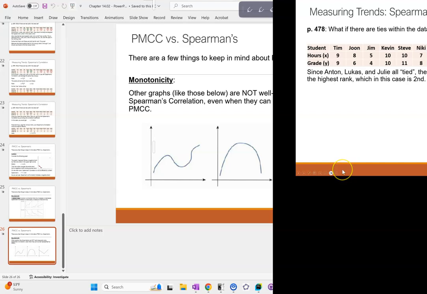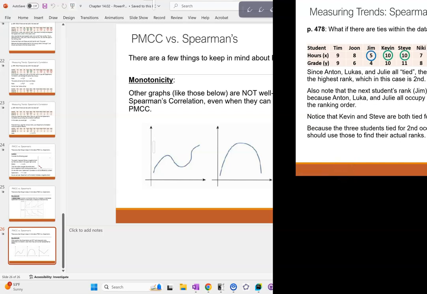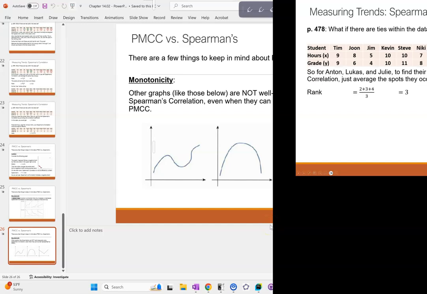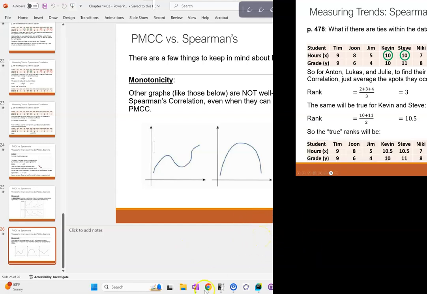So to fix this, I have to give those values, the second number on my order, the rank of second place, plus third place, plus fourth place, averaged. So that's a 3. For these guys, Kevin and Steve, that's 10th place and 11th place. So those guys should get the rank of 10.5. So this is the data that I'm going to calculate my Spearman with.